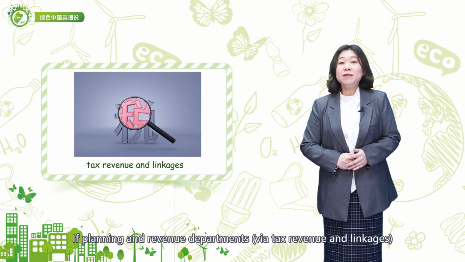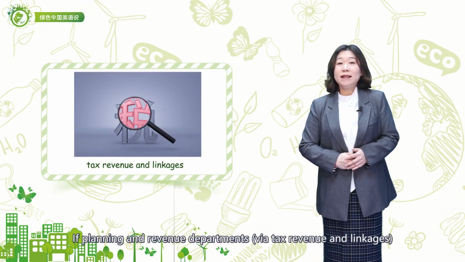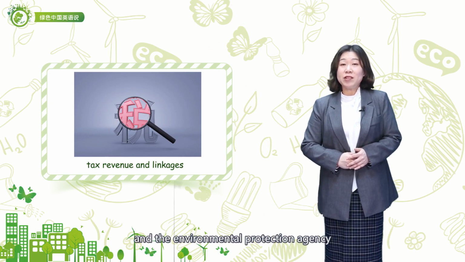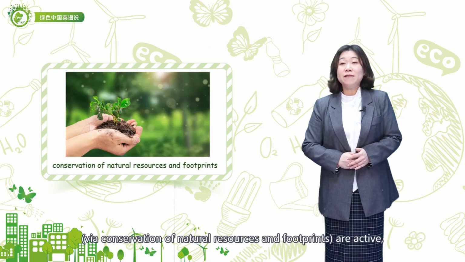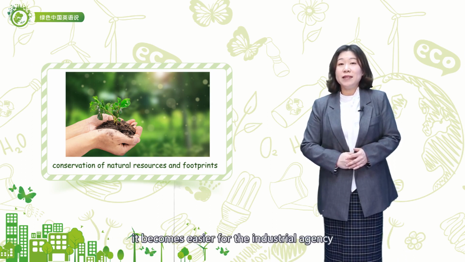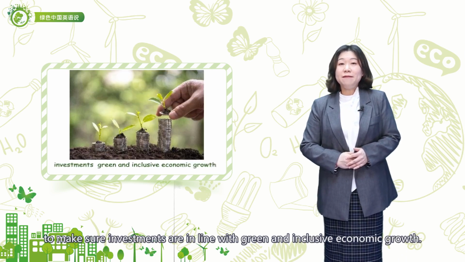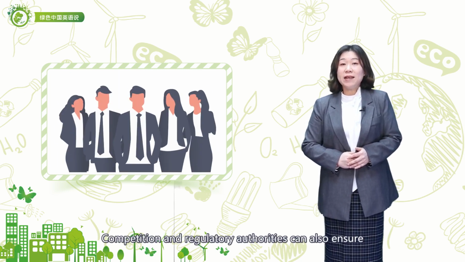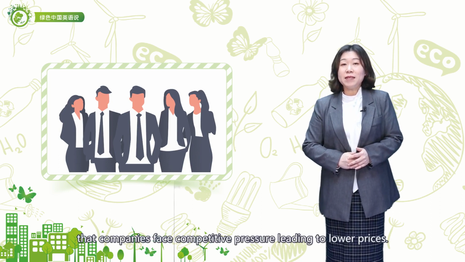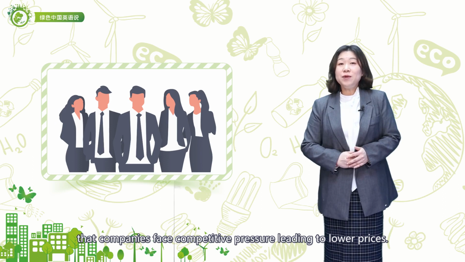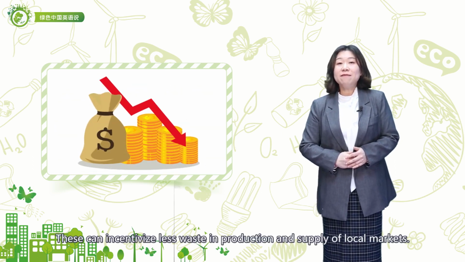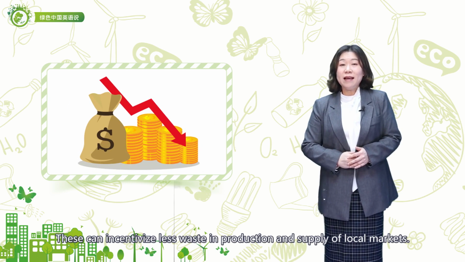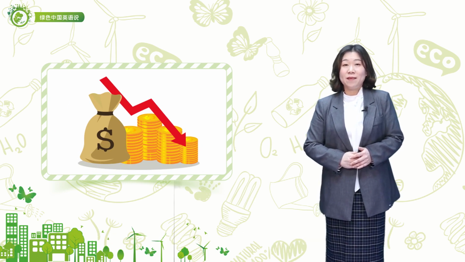If planning and revenue departments, via tax revenue and linkages, and the Environmental Protection Agency, via conservation of natural resources and footprints, are active, it becomes easier for the industrial agency to make sure investments are in line with green and inclusive economic growth. Competition and regulatory authorities can also ensure that companies face competitive pressure leading to lower prices. This can incentivize less waste in production and the supply of local markets.